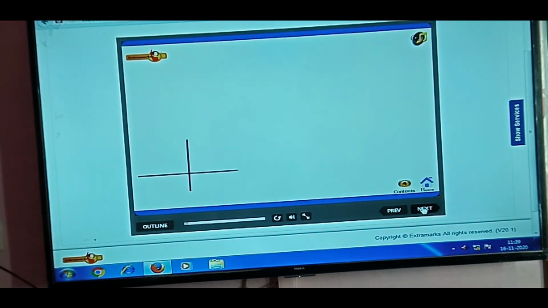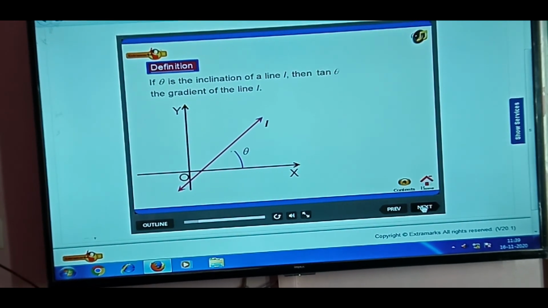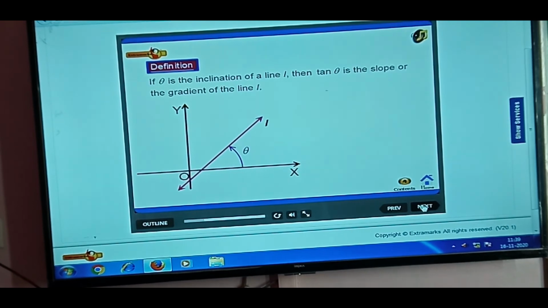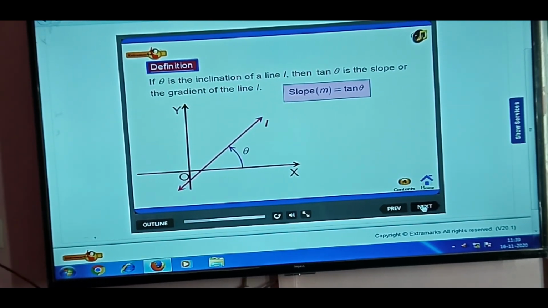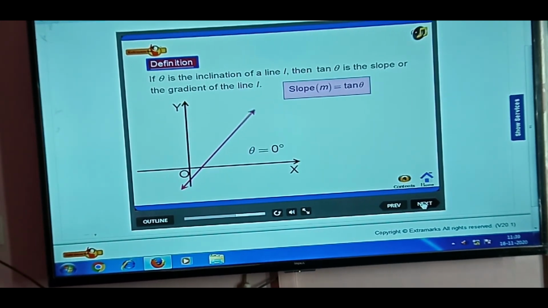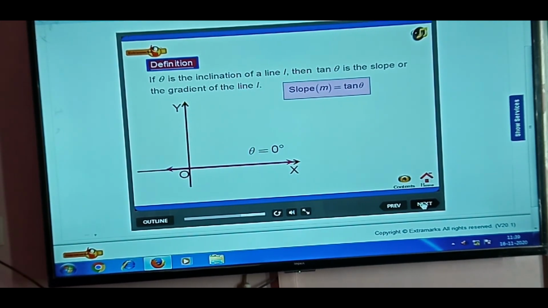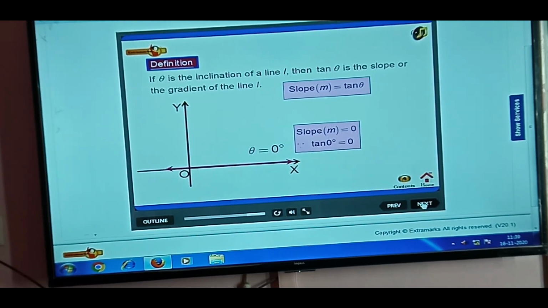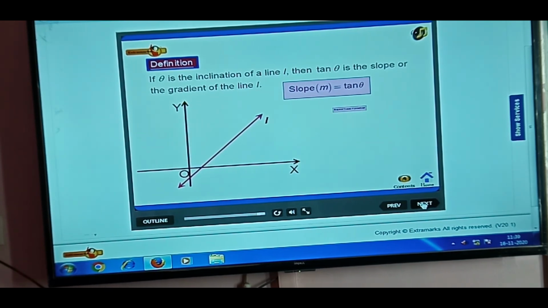Based on the inclination of a line, we can now define the slope of the line. If theta is the inclination of a line L, then tan theta is the slope or gradient of the line L. It is denoted by the letter m. When the inclination is 90 degrees, the slope is undefined because of the following condition. When the inclination is 0 degrees, slope is 0 because of the following condition. Based on this observation, we can say that the slope of the y-axis is undefined, while the slope of the x-axis is 0.